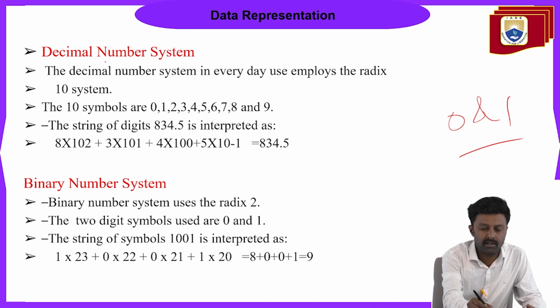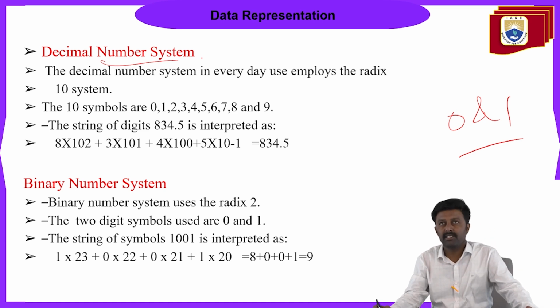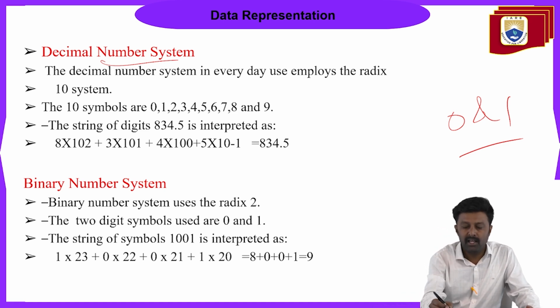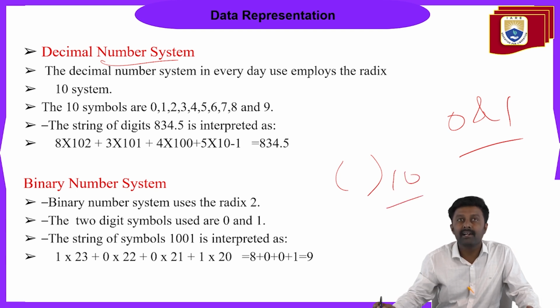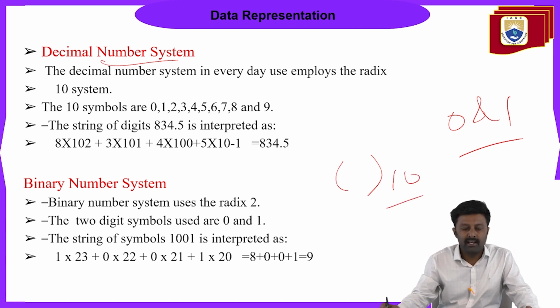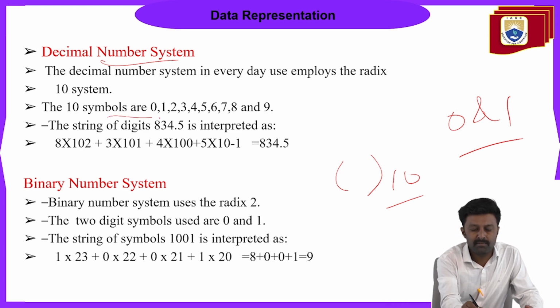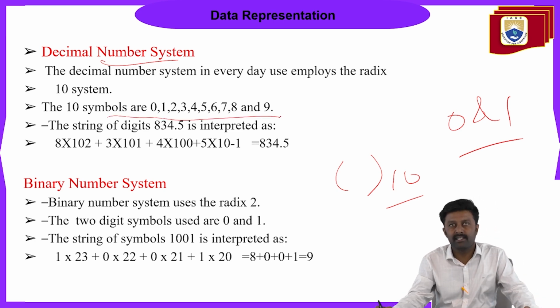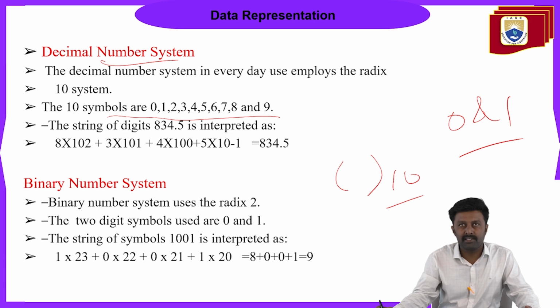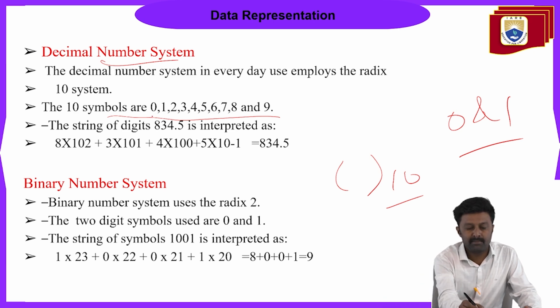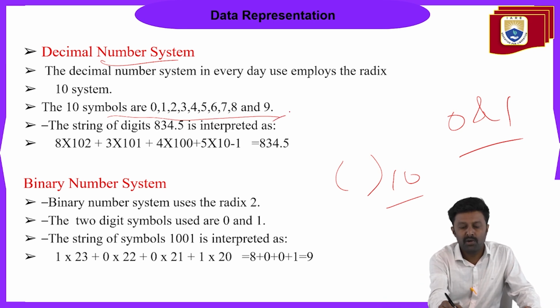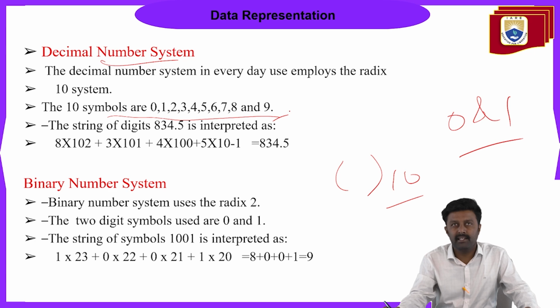So the first number system is the decimal number system. In the decimal number system, any number which is written with the radix 10 is called a decimal number. The numbers will start from 0 and end at 9. That is, there will be 10 digits in the decimal number system, and these are 0, 1, 2, 3, 4, 5, 6, 7, 8, and 9.